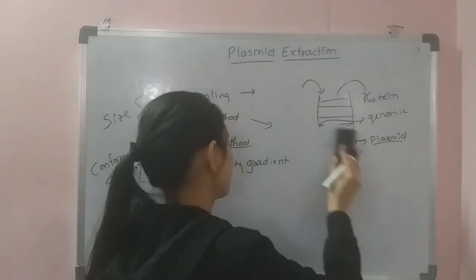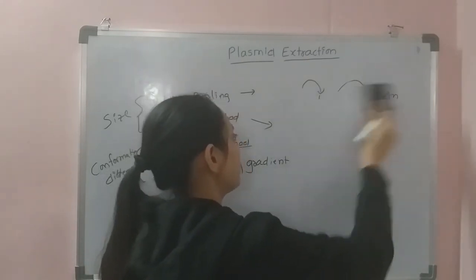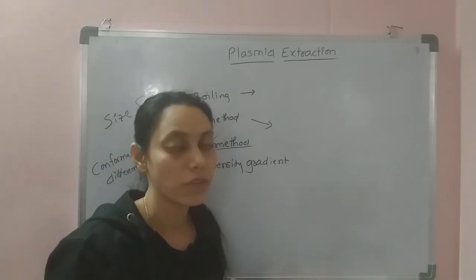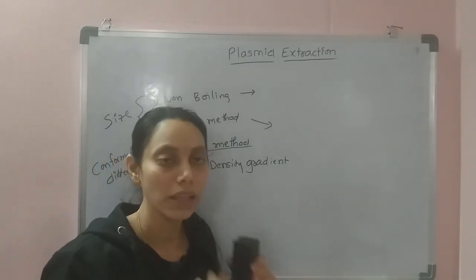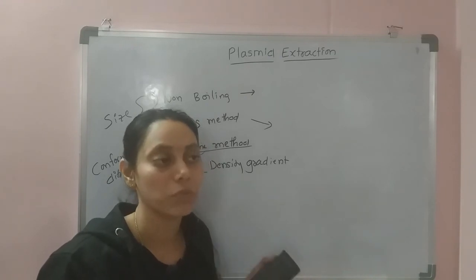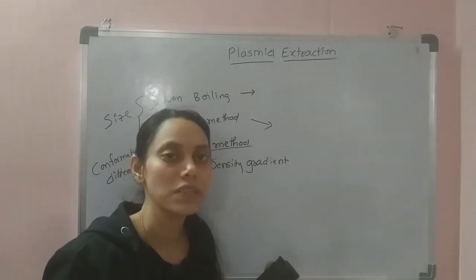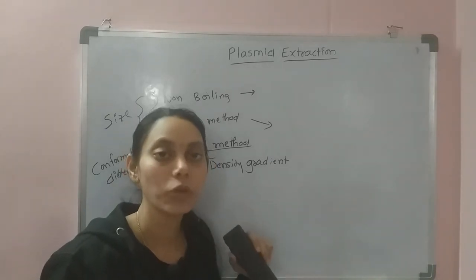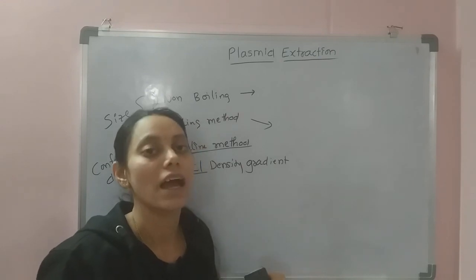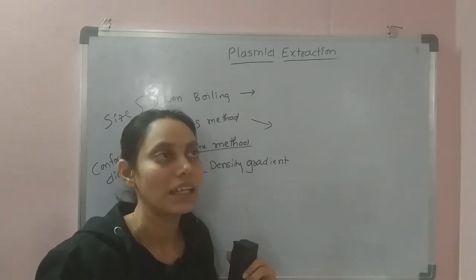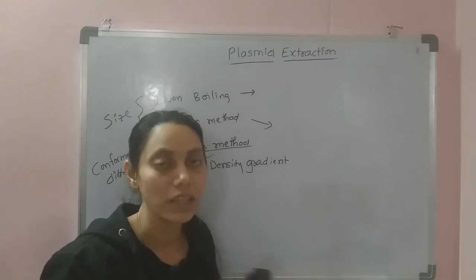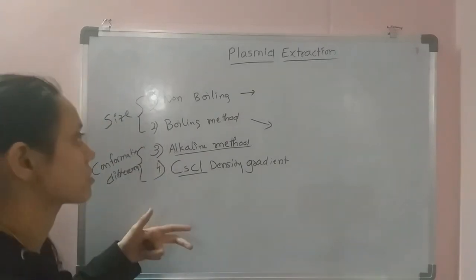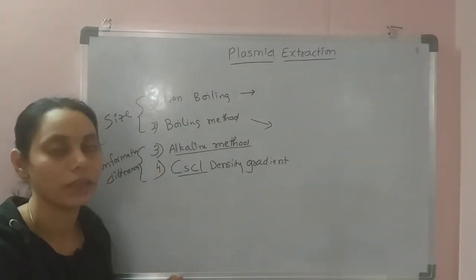So this cesium chloride density gradient method is very efficient to give high quality plasmid. That means we can also have 100% pure plasmid in this method, but the disadvantage with this cesium chloride density gradient method is cost effectiveness. That means it is not at all cost effective, a very expensive method. So these are the methods generally adopted to isolate plasmid DNA.